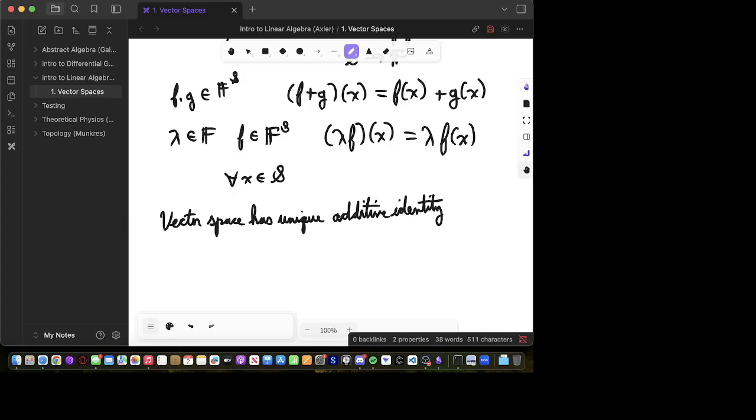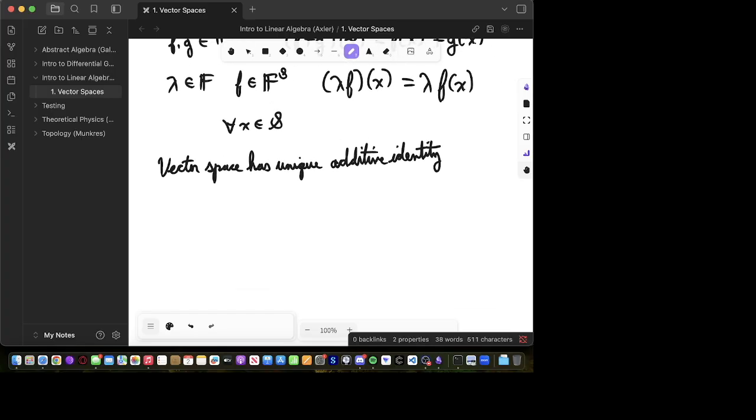A vector space has a unique additive identity. That means there is only one additive identity. So, how would we prove this? What we would want to do is, let's say we have a vector space with two additive identities. The goal is to prove that those two identities are the same.